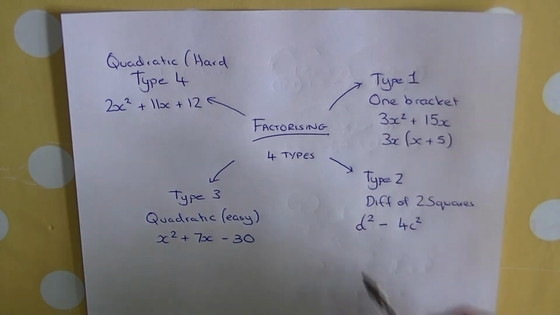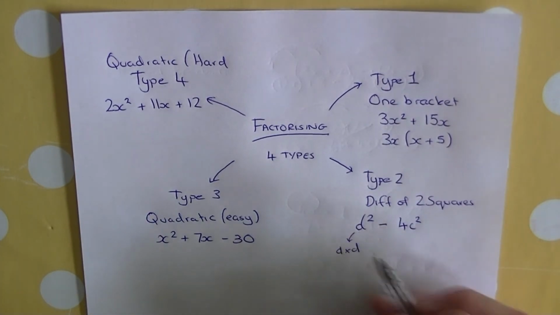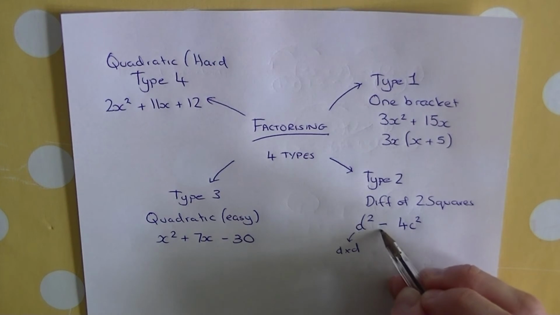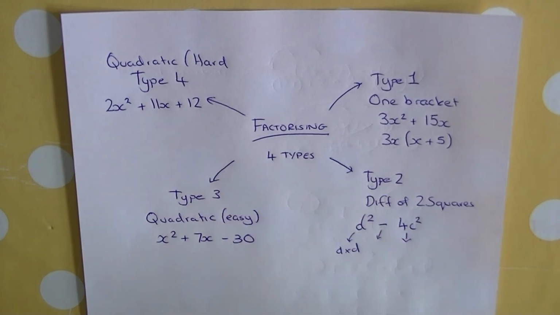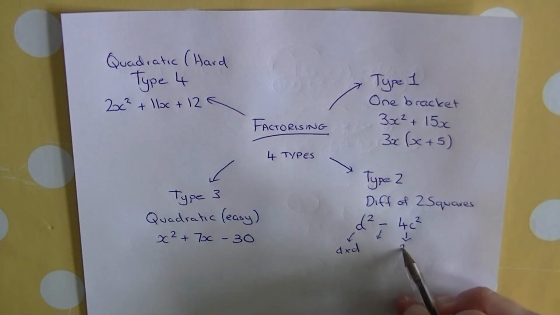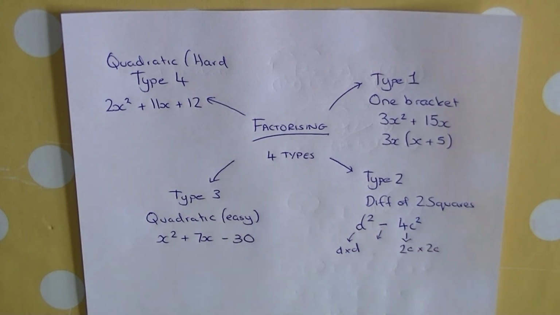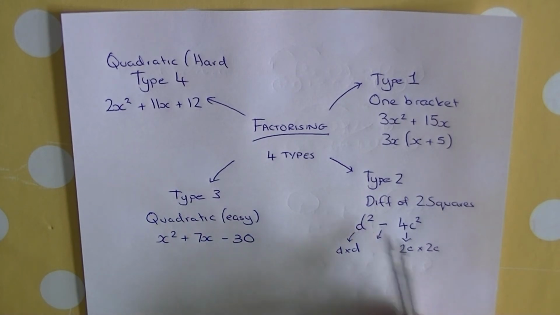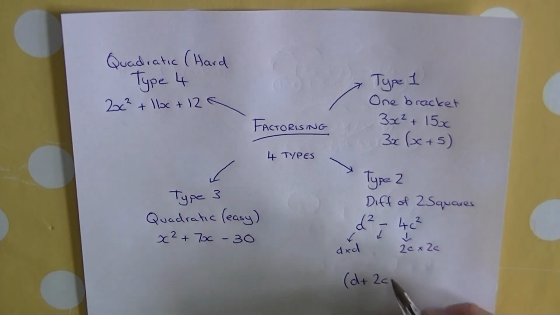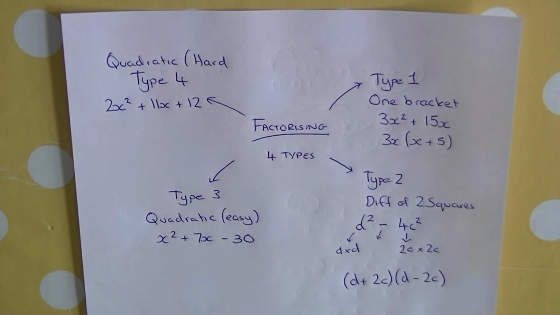Something squared, in this case d squared, or d times d. Then here comes your difference, minus, right? And this guy, a bit more unusual. What's being squared there? Well, the 4 is 2 times 2, and the c squared is c times c. So what that actually is 2c times 2c. And the rule is, for the difference of 2 squares, that we take what's being squared there, and we take what's being squared there, and we add them in the first bracket. And we take them away in the second bracket. So that factorises to d plus 2c, d minus 2c.